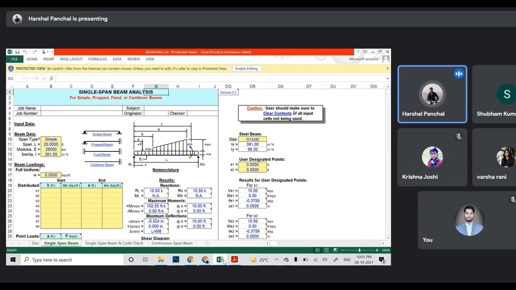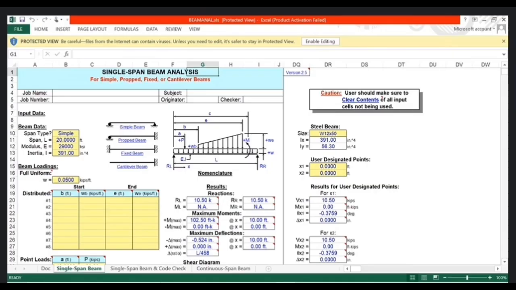So now I will show the Excel sheet in which we can analyze different kinds of beams. We have simple beam, prop beam, fixed beam, cantilever beam, and continuous beam. Apart from these, we have another beam, the overhang beam. For all the beams, we have different load conditions. The loads are UDL, UVL, point load, and moments.